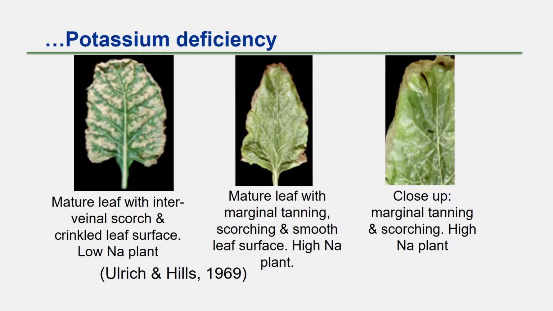Many times the marginal area or tip area gets a necrotic spot. Even if you supply potassium, these spots will not recover. You can see a mature leaf with interveinal scorching here and there, and a crinkled leaf surface, with smaller foldings, in a low sodium plant. Mature leaf with marginal tanning, scorching and smooth leaf surface.